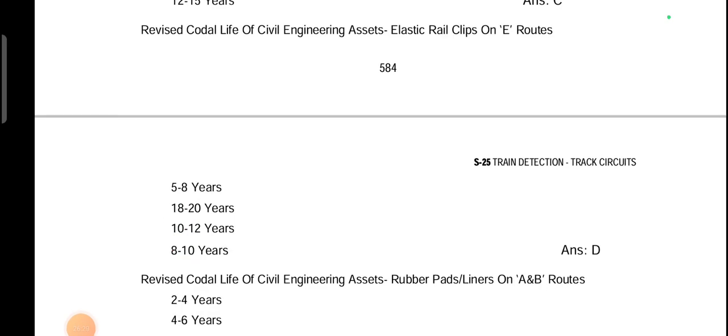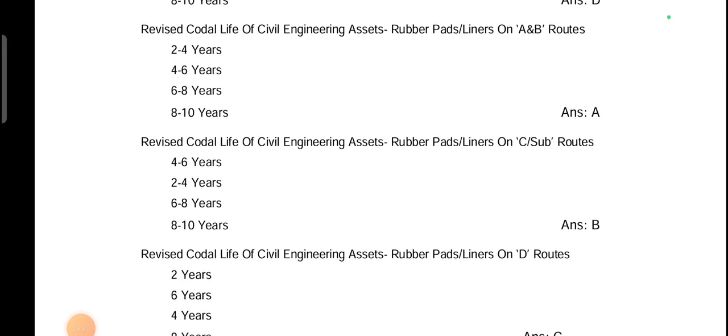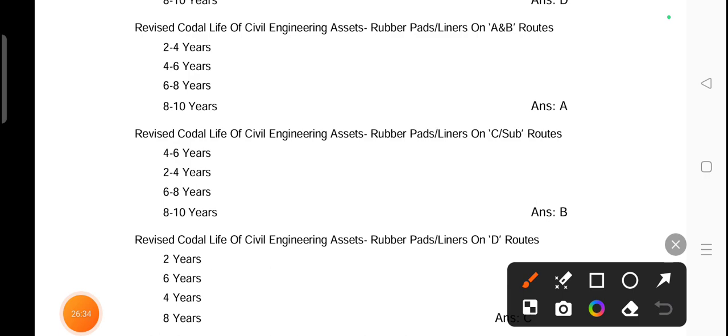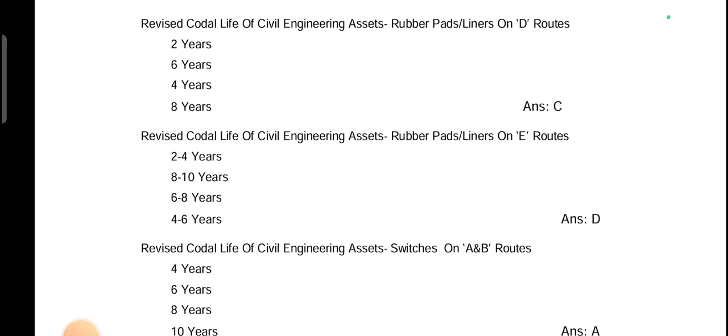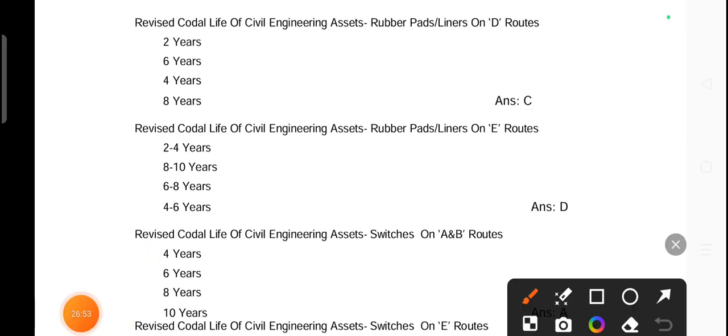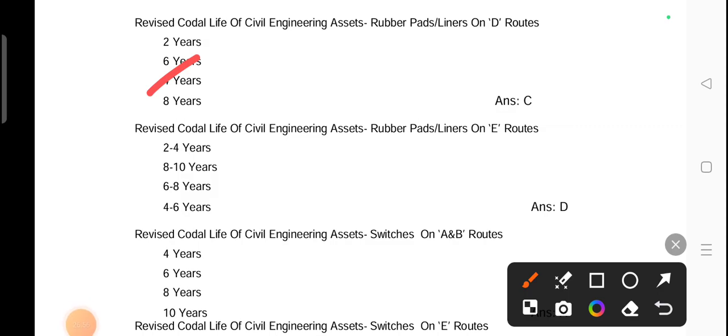Revised total life of civil engineering assets rubber pads liners on A and B routes, 2 to 4 years. Revised total life of civil engineering assets rubber pads liners on C routes, 2 to 4 years. Revised total life of civil engineering assets rubber pad liner on D routes, 4 years. Revised total life of civil engineering assets rubber pad liners on E routes, 4 to 6 years.